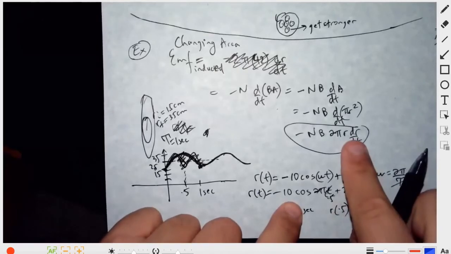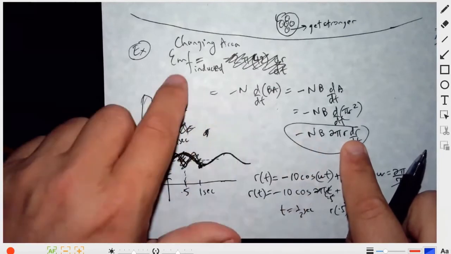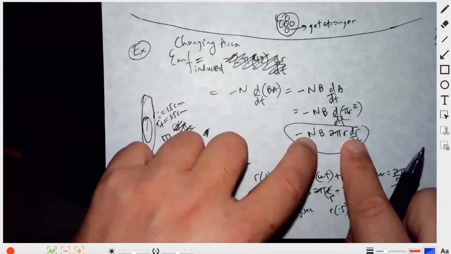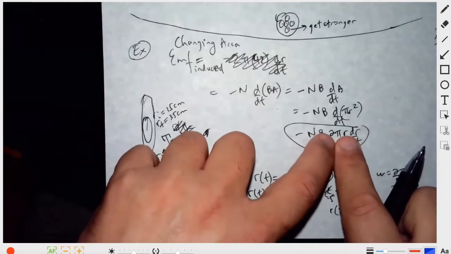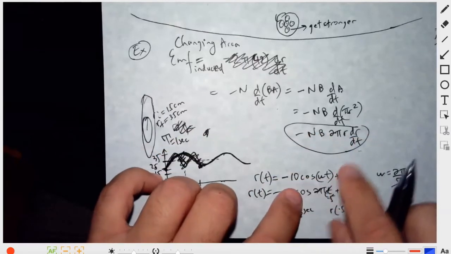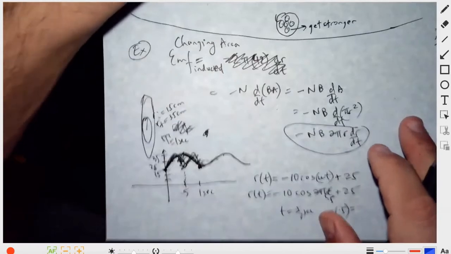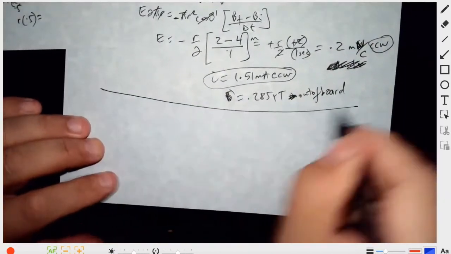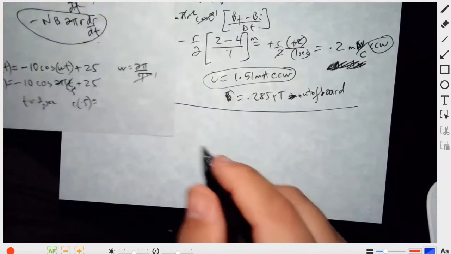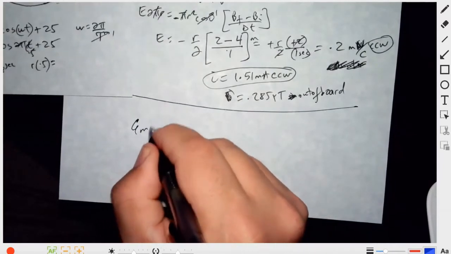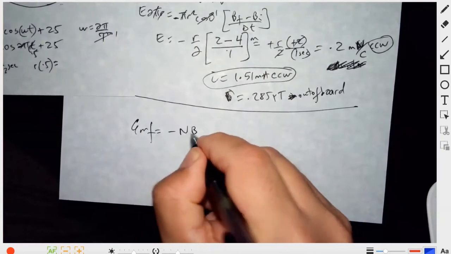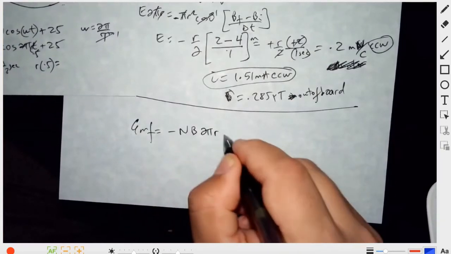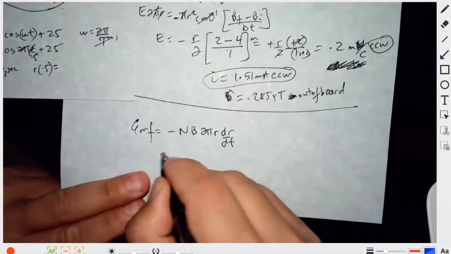So now we could say the general equation for the EMF induced is the number of loops times the B field times the 2 pi r, which is this function, times dr/dt. Okay? So then what do we get here? Let's continue on another page. Okay, so you're going to get EMF is negative NB 2 pi r dr/dt.